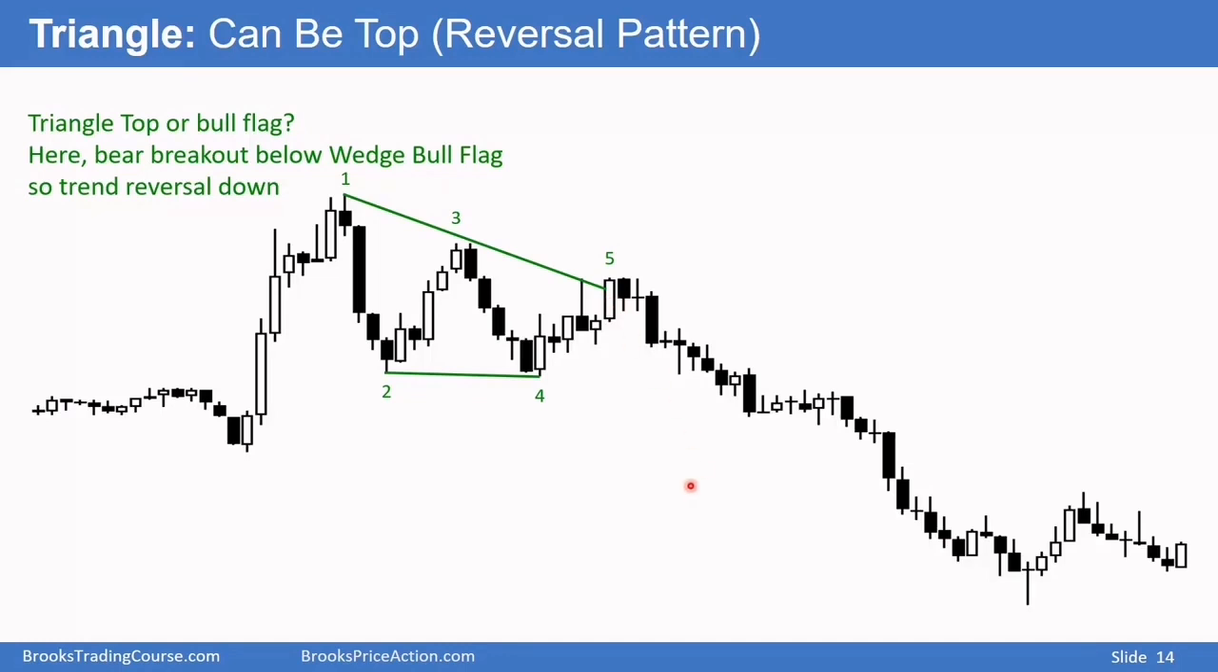Where did the bear trend begin? It began up here. Even though we're still in a bull trend at this point, it turns out it was also in a bear trend as well. We're starting to get lower highs. Even though not lower lows yet, we're getting lower highs, so it's an early bear trend.